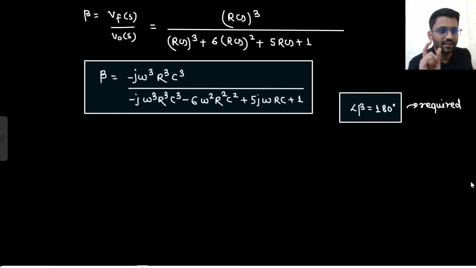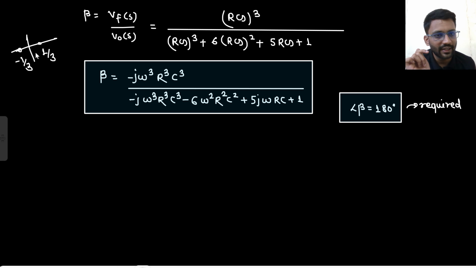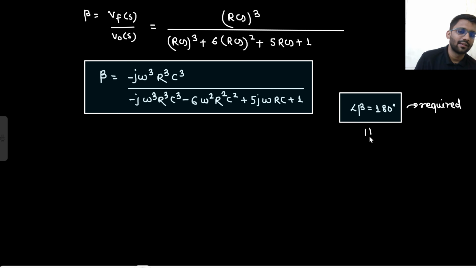Why so? Because if beta is real, then there is a chance that it can give you 0 degree or 180 degree phase shift. Let's just say beta is 1 by 3 or beta is minus 1 by 3. Both are real. One is giving you 0 degree phase shift and the other is giving you 180 degree phase shift. So again beta has to be real. This is the conclusion I am getting. Beta has to be real.